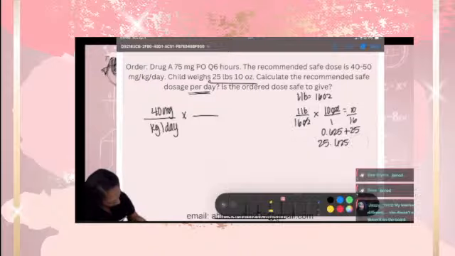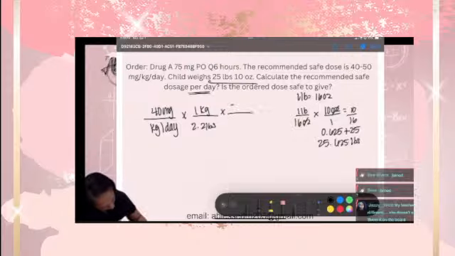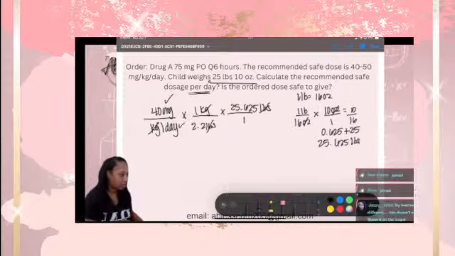Pounds. Okay, so boom. 1 kg is 2.2 pounds, right? So then our new weight was 25.625 pounds. And kgs crossed out, pounds crossed out, and now you have how many milligrams per day?